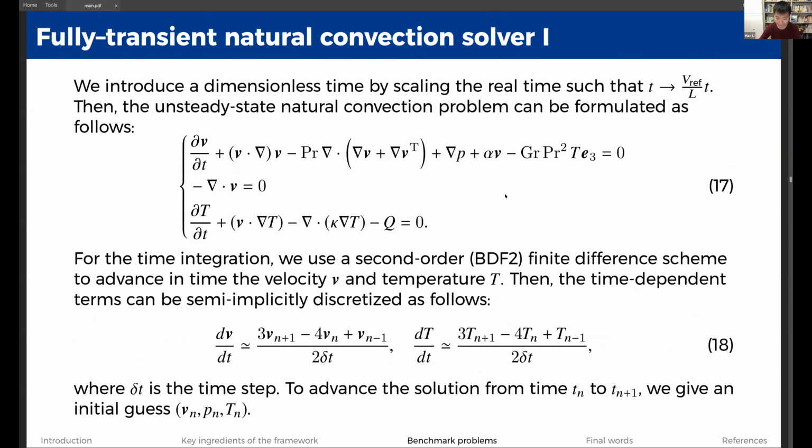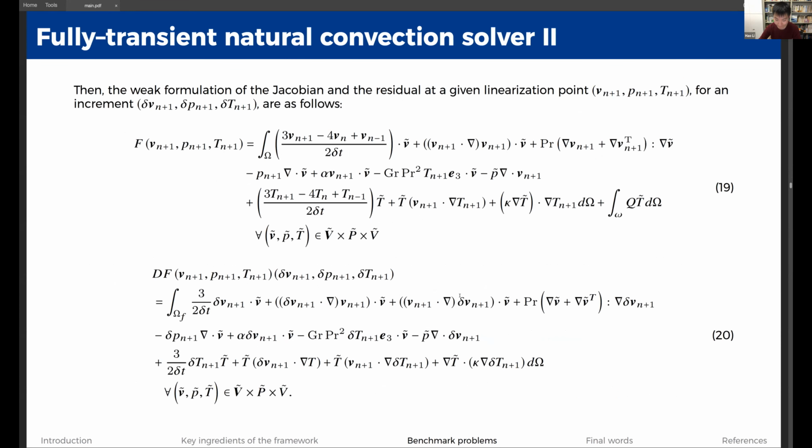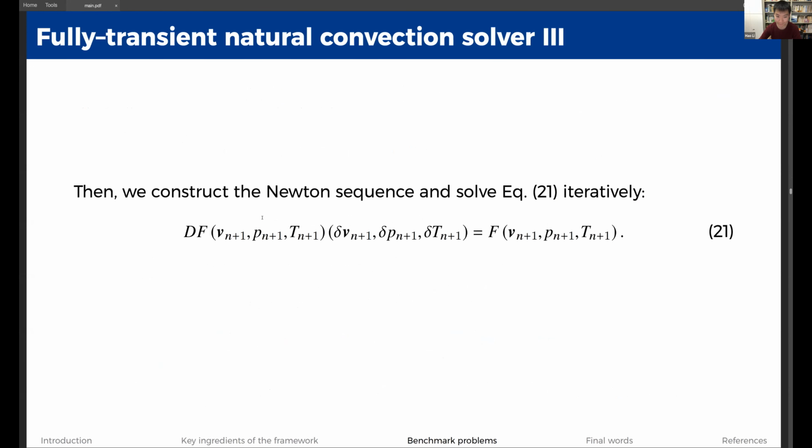Next, we also write the transient solver to see the flow behavior under different Grashof numbers. Of course, in FreeFEM we can use the method of characteristics, but here we want to use PETSc, so we use the BDF2 scheme for the discretization. Then we construct the Newton sequence and solve these equations iteratively for each time step.